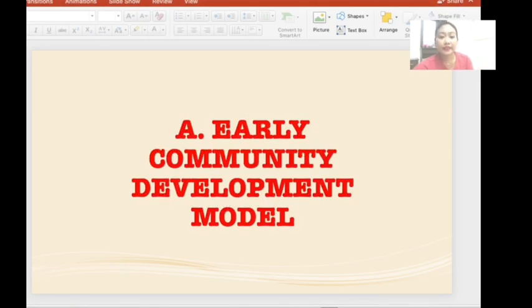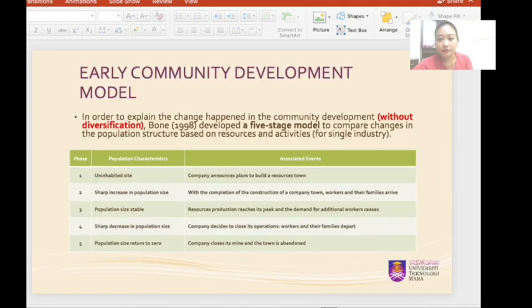Okay, class, we move on to the first model of the lesson, the early community development model. In order to explain the change that happens in community development without diversification, Bone in 1998 developed a five-stage model to compare changes in the population structure with changes in resource town activities as these places develop and mature.